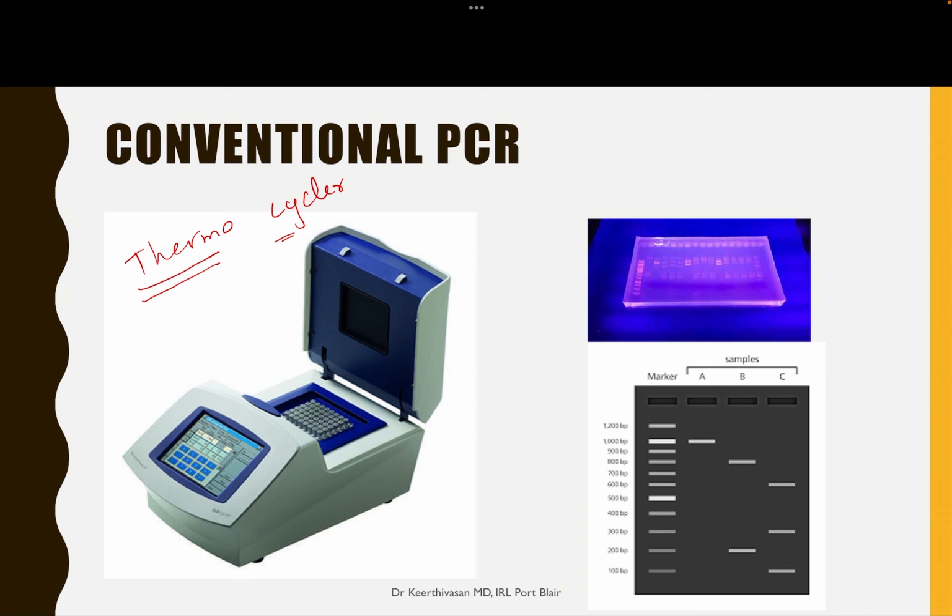For each cycle, all these three steps are there. So for 30 cycles, the temperature goes up, then goes down, then again is raised. All that is programmed and done by this thermocycler. Once this is amplified, we have the required number of copies. Then we have to see the DNA we have amplified, and for that they use different techniques.